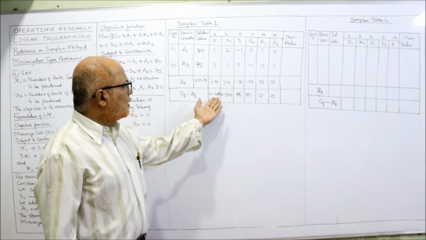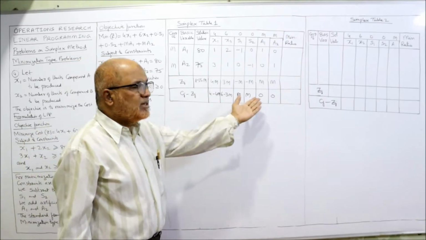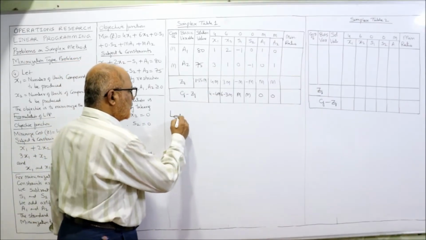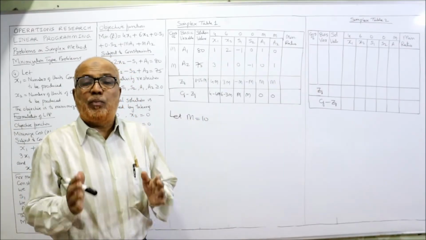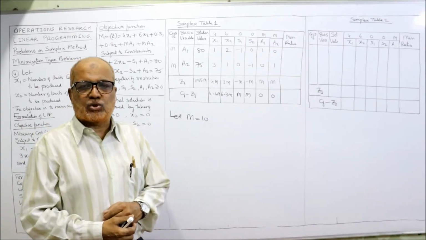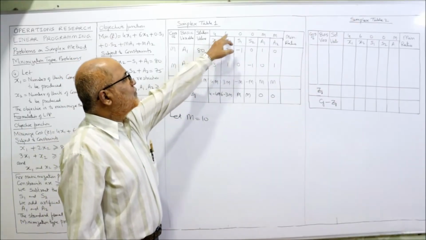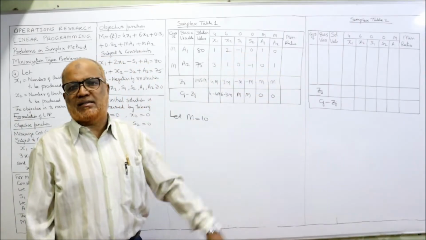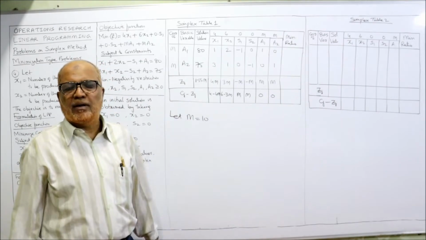Then how to find out without m? When m is there, we don't know what is the value of m. How we can be able to know whether it is positive or negative? Here, we have to suppose, let m is equal to 10. So any value you can substitute for m, provided this value should be more than the actual cost of x1 and x2. What is the actual cost of x1? 4. Actual cost of x2 is 6. So any value you can take which is more than 4 and 6. So for easy calculations I have taken 10 because easily we can multiply, right?